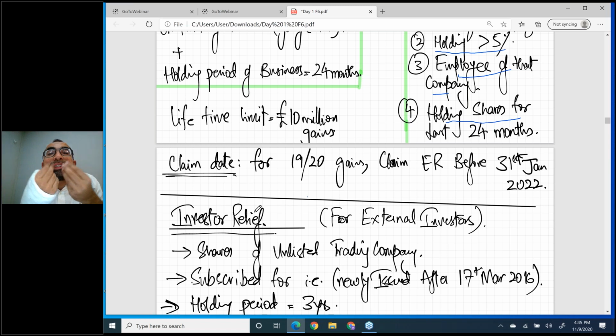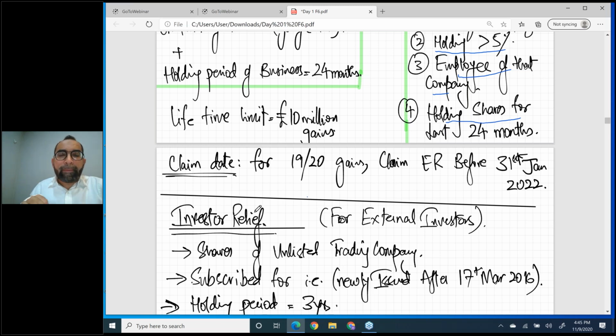So you have to write a letter, you have to make an election, you have to claim, saying, "Sir, yes, I want this relief." So there is an expiry date, a last date of claim. Now our fiscal year is 1920. If you have qualifying gains in 1920, then the claim date for entrepreneur relief is 31st January 2022. You must claim entrepreneur relief before 31st of January 2022.